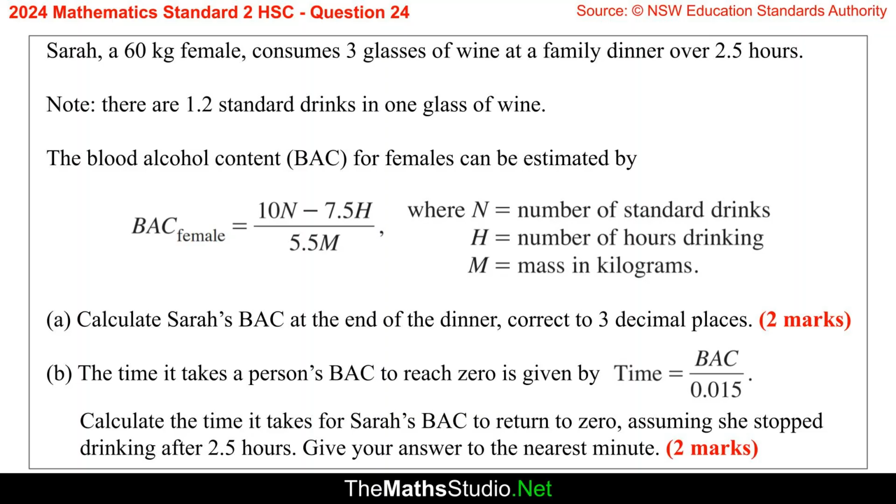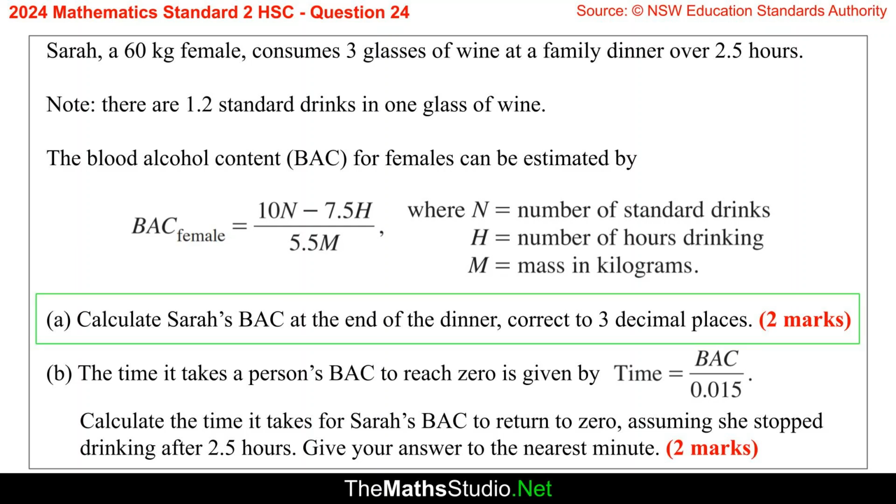Question 24. Sarah, a 60 kilogram female, consumes 3 glasses of wine at a family dinner over 2.5 hours. Note, there are 1.2 standard drinks in 1 glass of wine. The blood alcohol content, BAC, for females can be estimated by BAC female equals (10N minus 7.5H) over 5.5M, where N equals number of standard drinks, H equals number of hours drinking, M equals mass in kilograms.